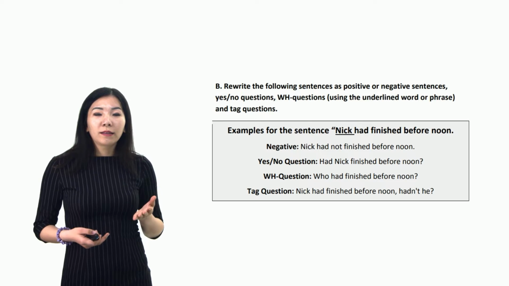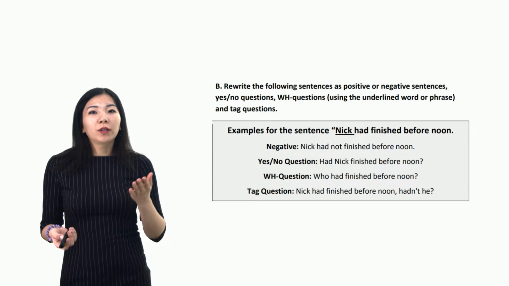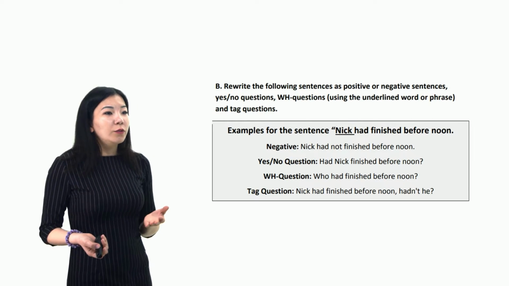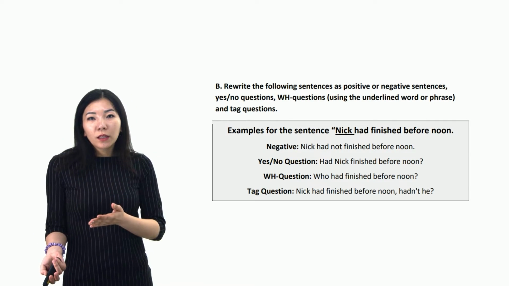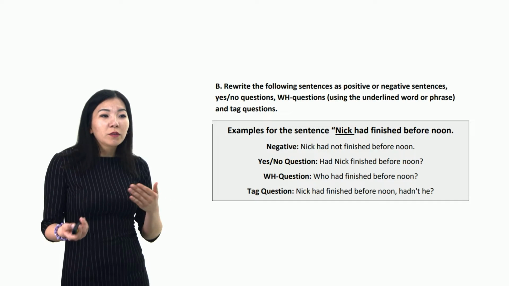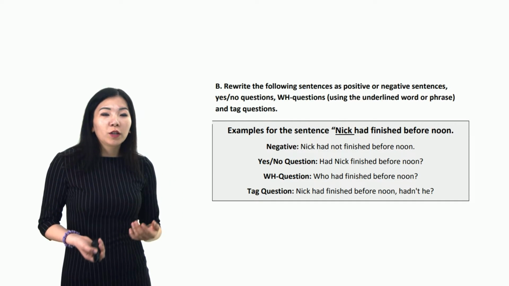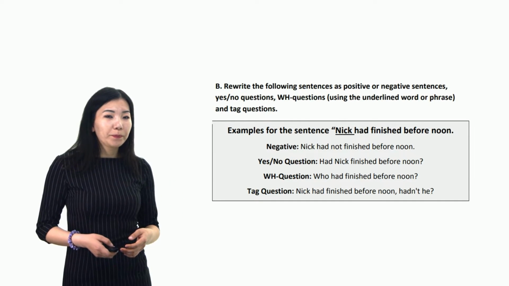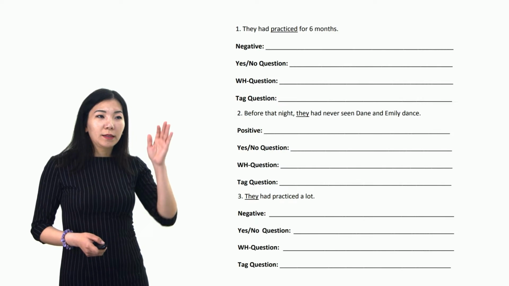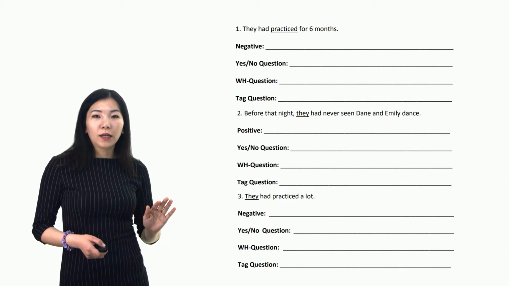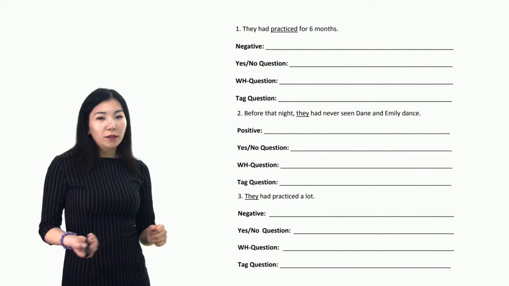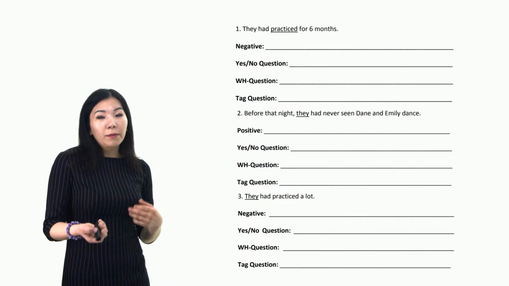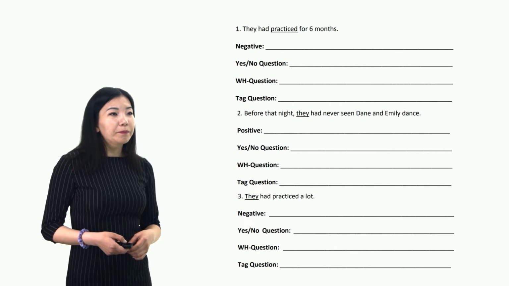Okay, we have done this kind of task before, and I know that you can do it by yourself. So yes, you need to put the given sentences into negative, yes/no question, special question, and tag question forms. Okay? These are the sentences that you need to rewrite. So again, I'm not going to read them for you because I'm going to read the answers, okay? Next one.